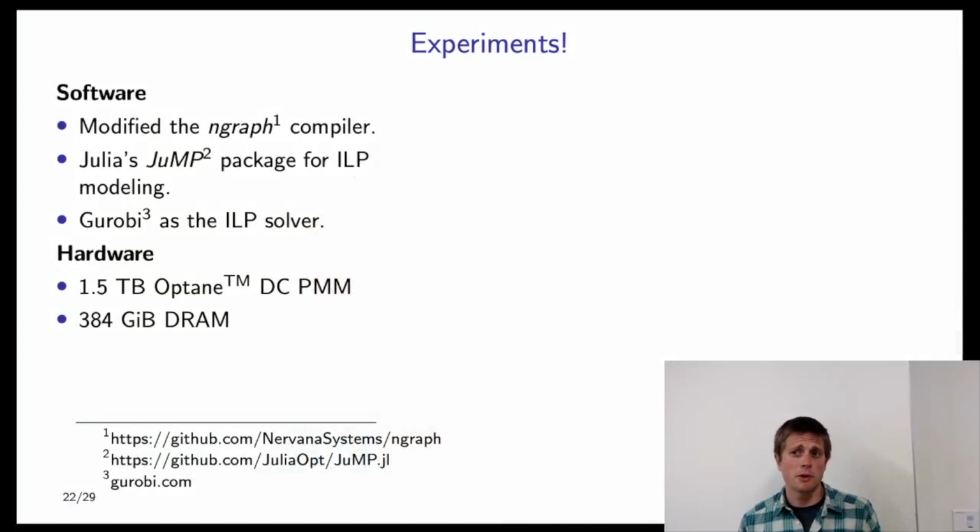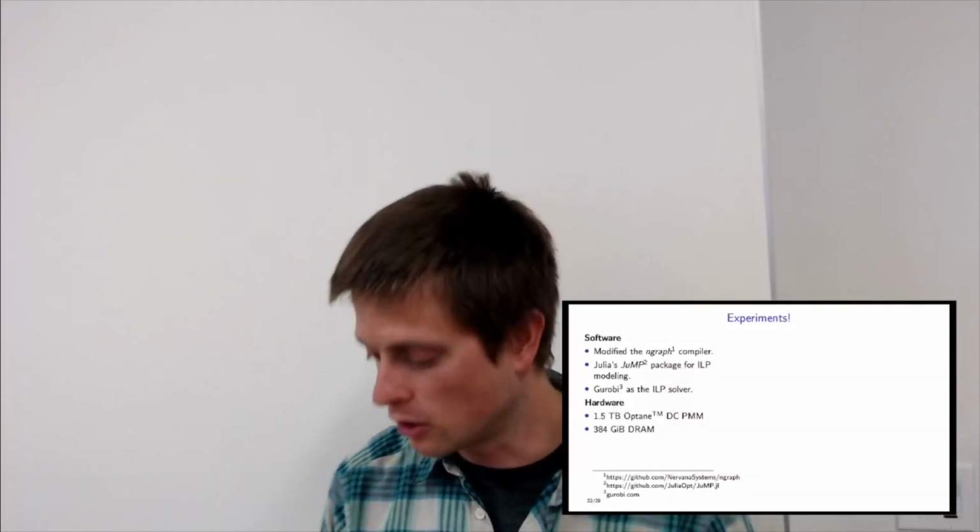So as I mentioned, we built AutoTM on top of the ngraph compiler, and that was because it was fairly straightforward to modify the memory behavior of the ngraph compiler, and the static graph semantics of the ngraph compiler were sort of what we were looking for in this work. We used Julia's JuMP package for ILP modeling and Gurobi as our ILP solver. For our hardware, we had a 2-socket Xeon test server with 1.5 terabytes of Optane DC and 380 gigabytes of DRAM.